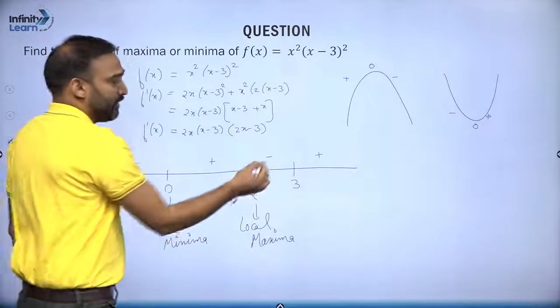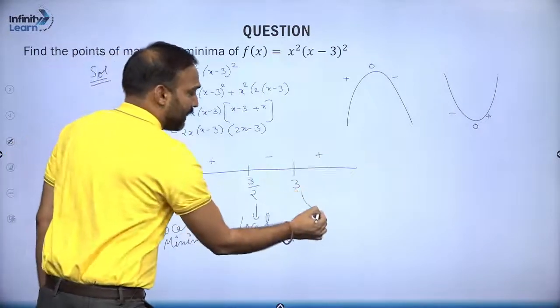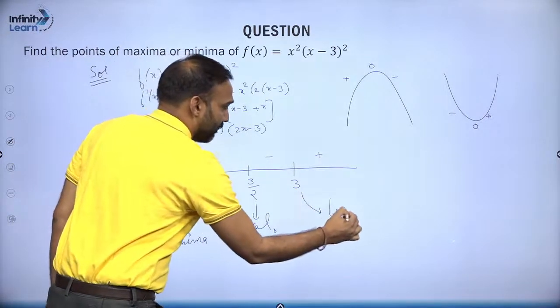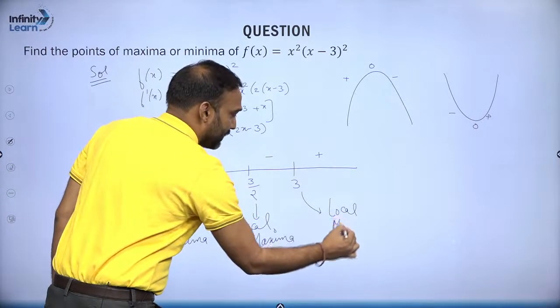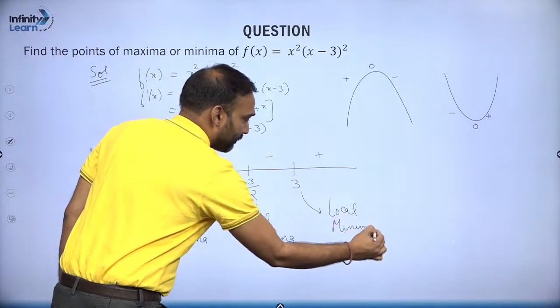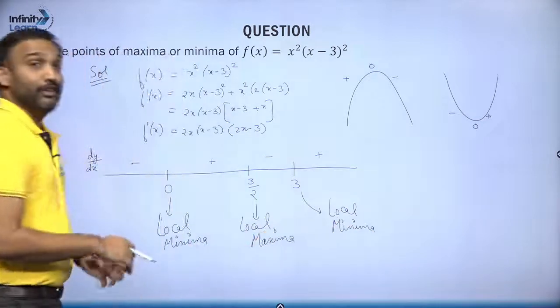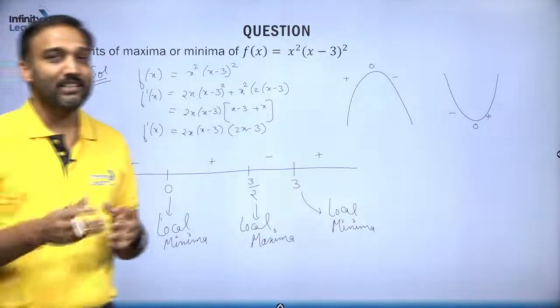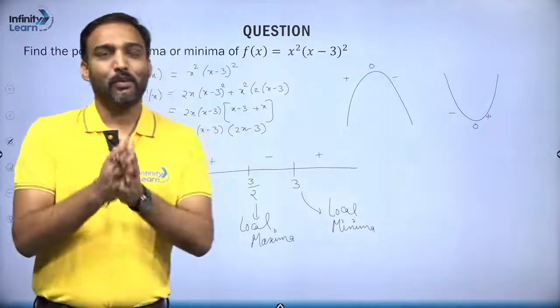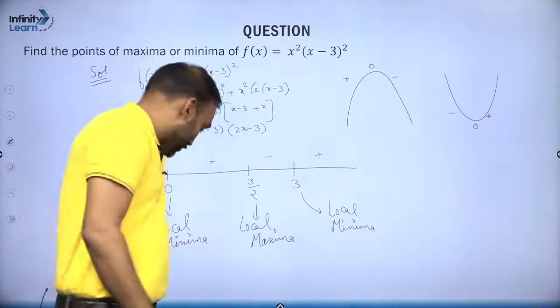And at 3, minus 0, positive. So my dy by dx is going from negative to positive. So I can say there is a local minima. So this is how we can use the first derivative test to find out the points of local minima and local maxima.